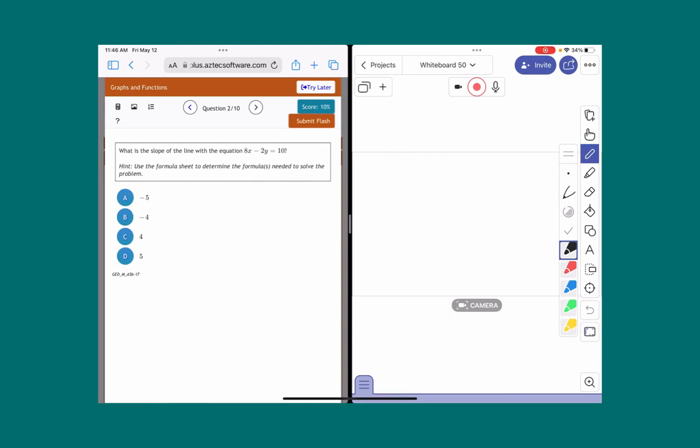Okay, in this video, we're going to determine the slope of an equation. And the equation we have is 8x minus 2y equals 10. Except that isn't in the proper format. It needs to be in the format y equals mx plus b. So what we have is 8x minus 2y equals 10.